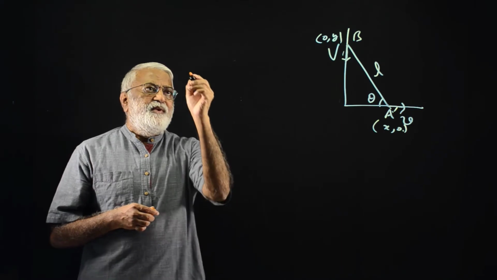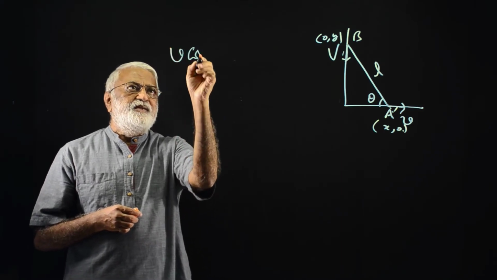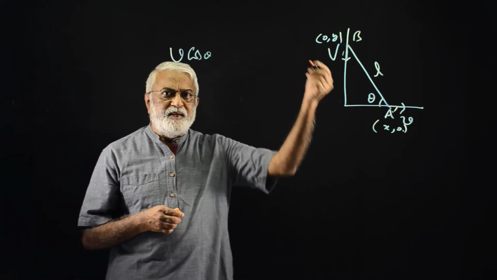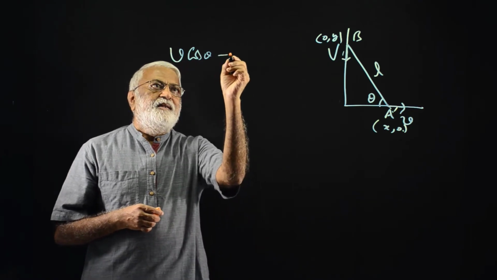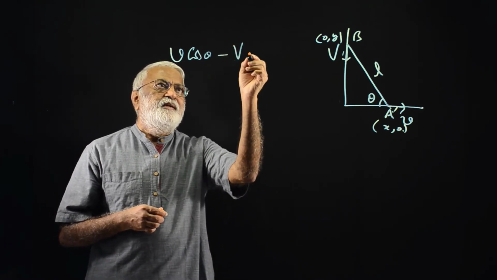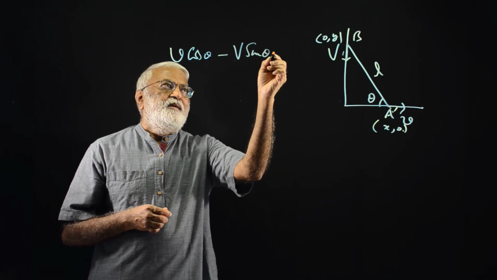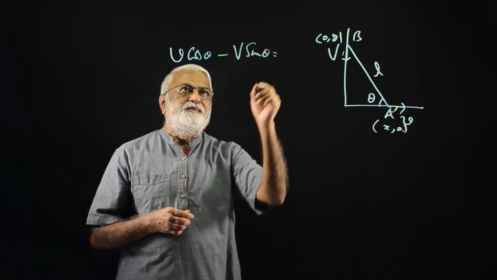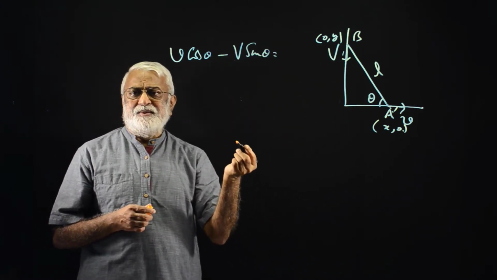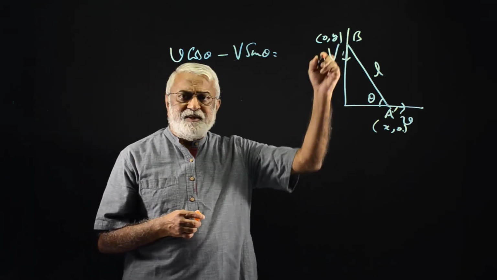So v cos theta, that is the rate at which A is moving away from B, and this is the rate at which B is moving towards A, and the difference must be 0 because the rod's length does not change.